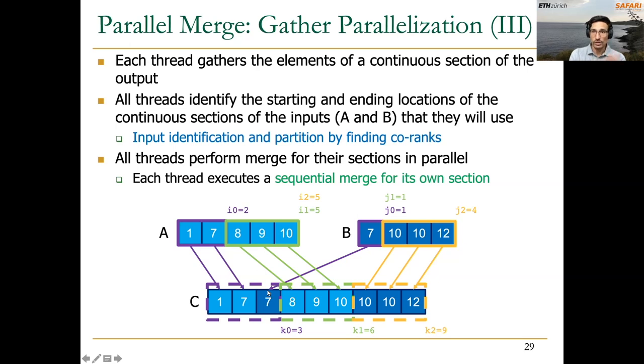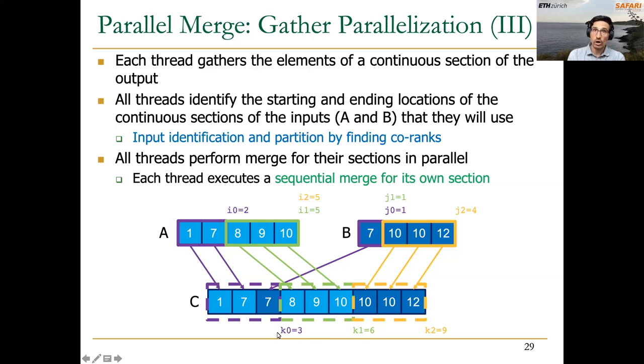So now let's recap. Observe that we have assigned three different parts of the output array C to thread zero, one, and two. What these threads have to do is to identify the limits of their section. For example, thread zero will start at k equals zero and finish at k equals three. For thread one, we start at k equals three and we finish at k equals six, and so on and so forth.